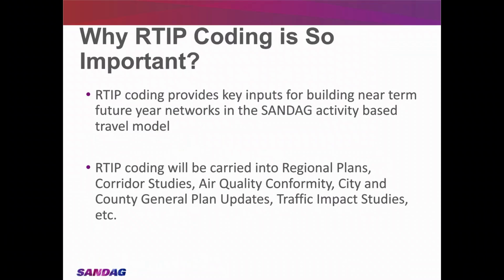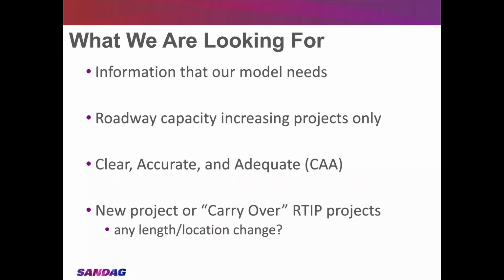RTIP coding is important because it provides key inputs for building near-term and future year networks in the SANDAG activity-based travel model. This coding will be carried forward into regional plans, corridor studies, future air quality conformity evaluations, city and county general plan updates, traffic impact studies, or any other studies that may be conducted by SANDAG, such as CMCPs currently going on. So what we're looking for in the transportation model is roadway capacity increasing projects only.